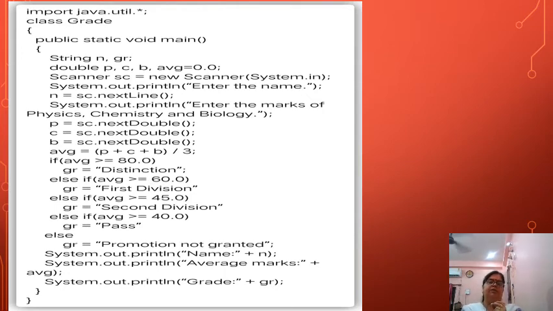Then we calculate the average and check: if the average is greater than or equal to 80, then it is distinction. If the average is greater than or equal to 60, then it is first division. If the average is greater than or equal to 45, it is second division. Else if the average is 40 or more, pass. And in the last else, it is promotion not granted. So here we have three print statements: first the name, then the average marks, and then the grade.